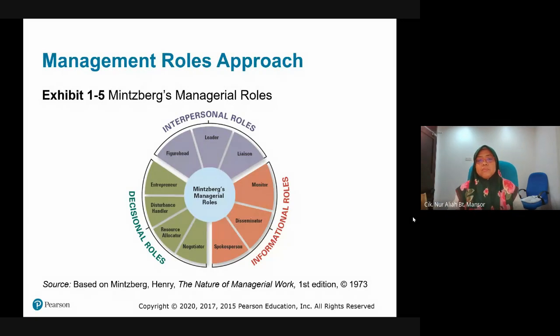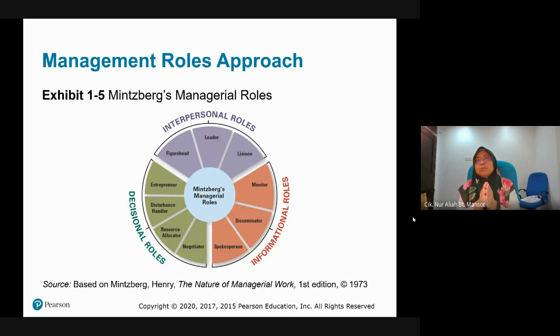Okay. So in management approach, Mintzberg ni nama orang. Mintzberg tu nama dia. So Mintzberg is the person's name. So Mintzberg ni teori ya dalam management. So Mintzberg said dalam manager, bukan dalam management. Manager, we have 10 roles, tugas. 10 tugas, setiap manager akan ada 10 tugas yang dia buat sebenarnya.